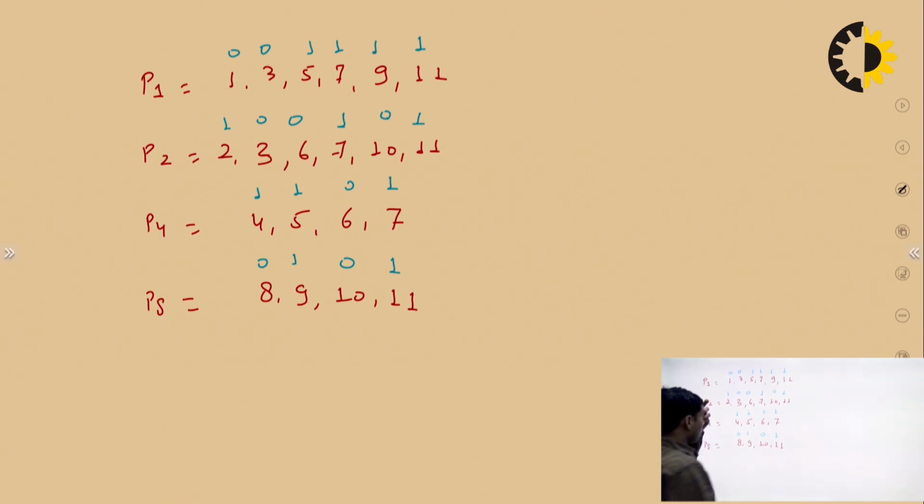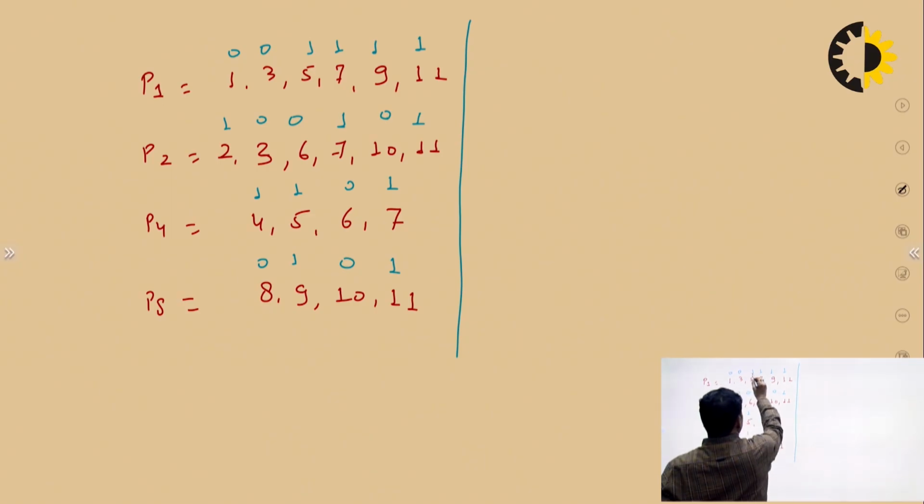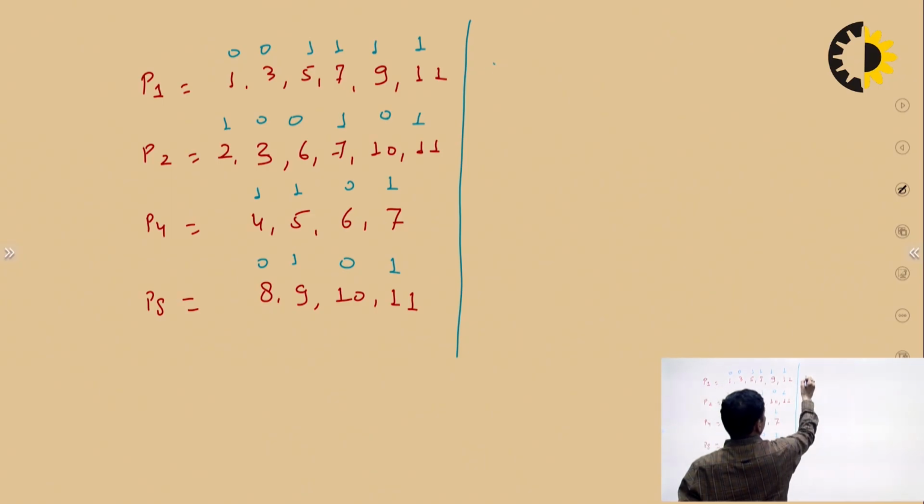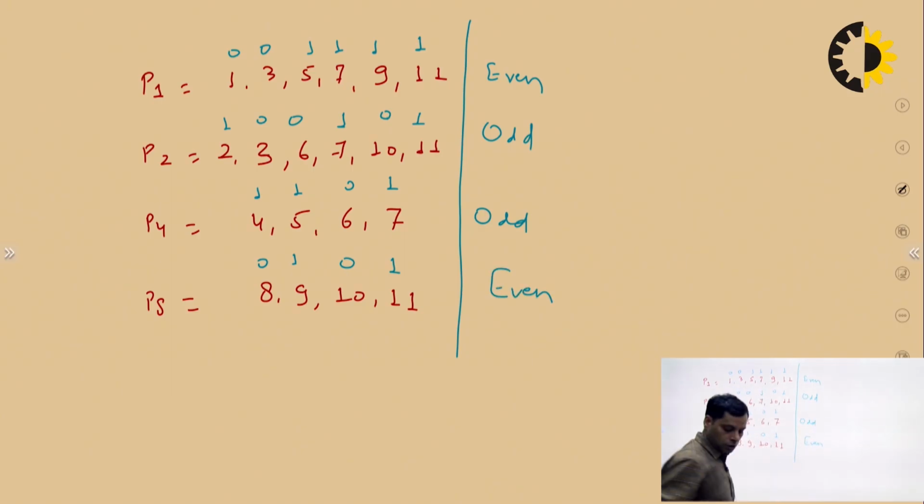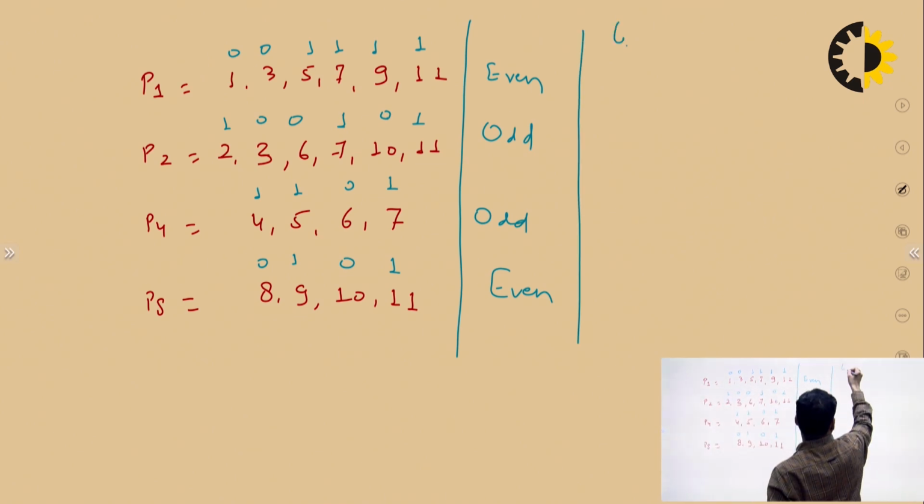After that, our task is to calculate as per the even parity used here. So check the number of ones, whether it is odd or even. In the P1 case, 1, 2, 3, 4, it is even. In this case, 1, 2, 3, it is odd. Then in P4 it is odd, and it is even. After mentioning that, the next task is to check the conflict.